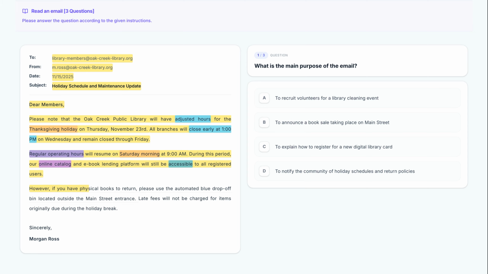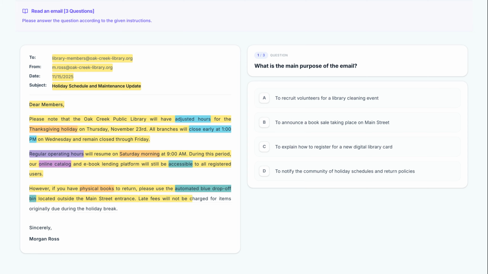However, if you have physical books to return, please use the automated blue drop-off bin located outside the Main Street entrance. "However" is a transition that introduces a specific instruction for physical books. You are directed to use the automated blue drop-off bin for returns.